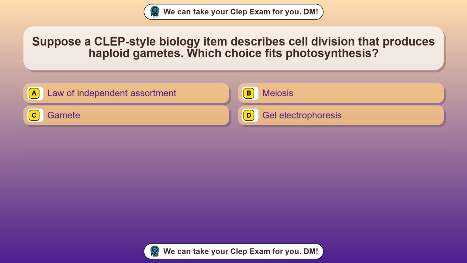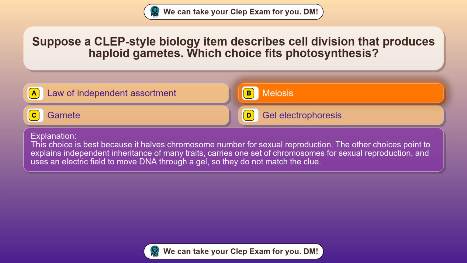Question 23. Suppose a CLEP biology item describes cell division that produces haploid gametes. Which choice fits photosynthesis? Option A, law of independent assortment. Option B, meiosis. Option C, gamete. Option D, gel electrophoresis. The correct answer is option B, meiosis. This choice is best because it has chromosome number for sexual reproduction. The other choices point to explains independent inheritance of many traits, carries one set of chromosomes for sexual reproduction, and uses an electric field to move DNA through a gel, so they do not match the clue.